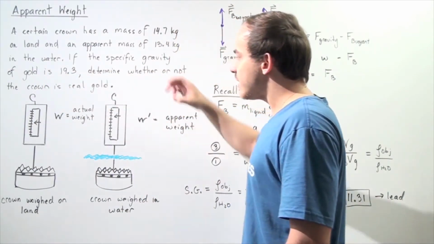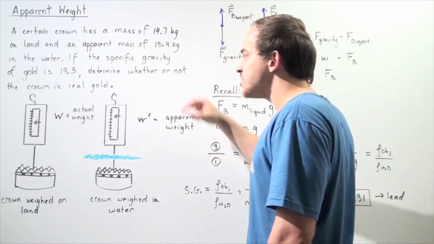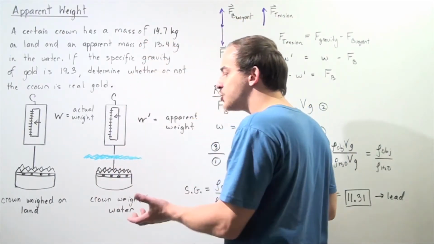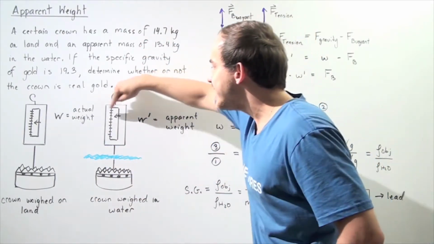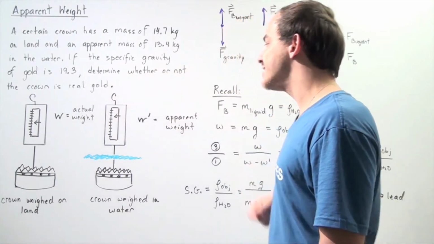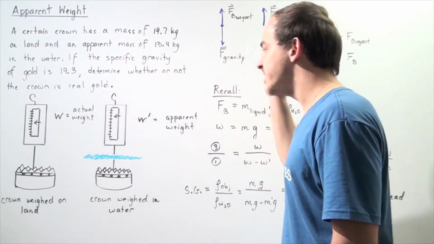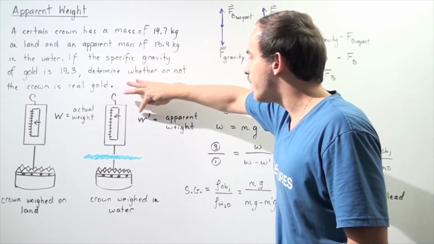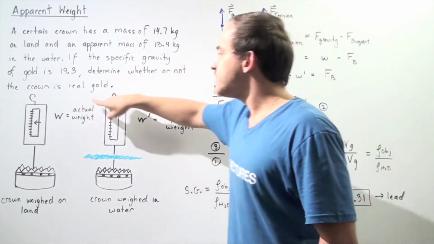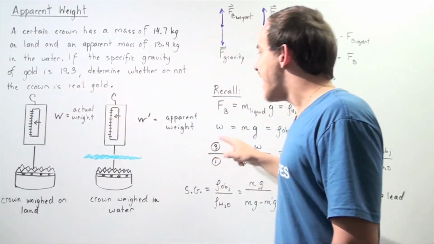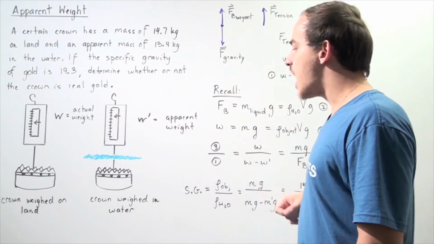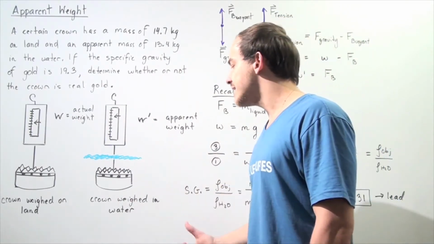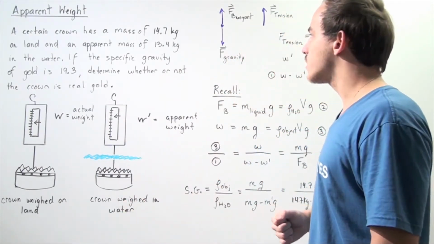Now we take that same spring scale and we submerge our crown into water, and we read what the weight of the object is now. So let's suppose the new weight of the object is given by W prime. So this is the actual weight of the object, and this is the apparent weight of the object when the object is weighed in the water.